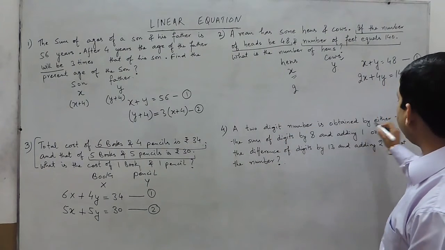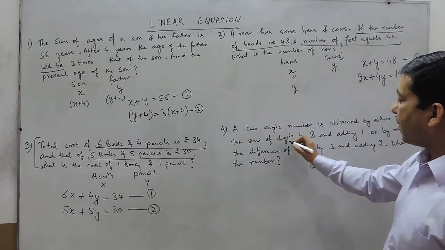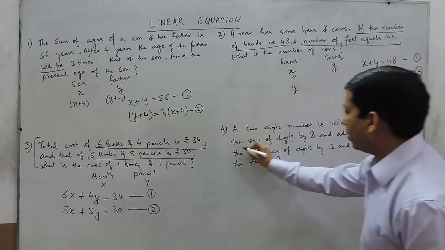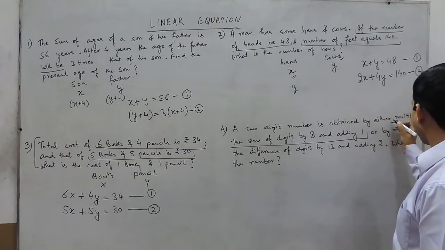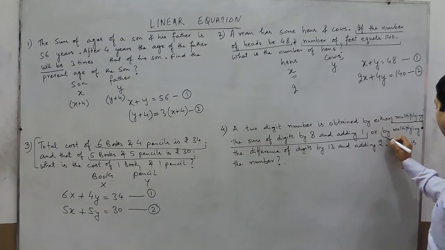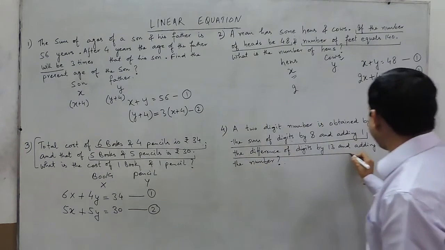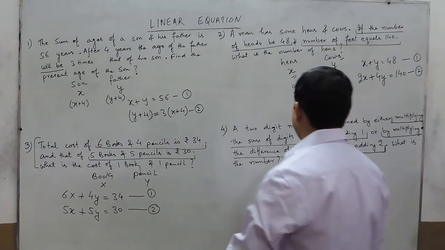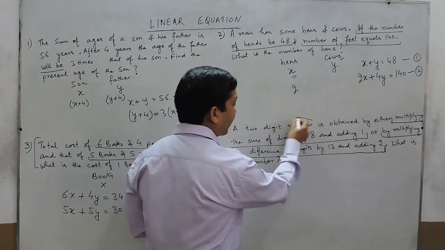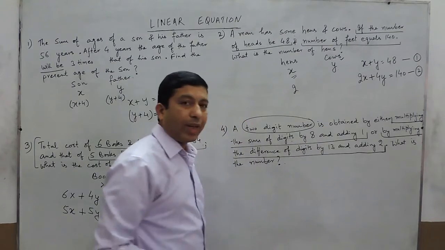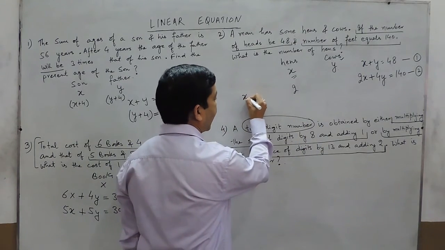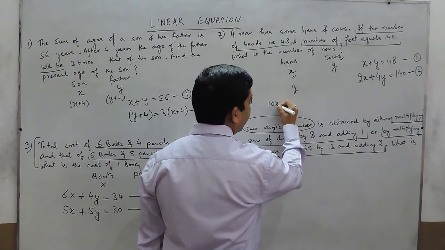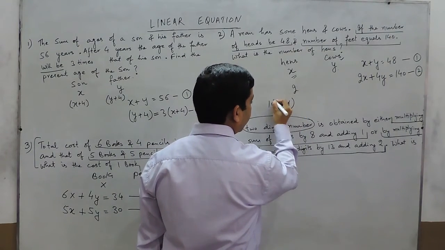Here it is given a 2-digit number is obtained by either multiplying the sum of digits by 8 and adding 1. So this is the first statement. Or by multiplying the difference of the digits by 13 and adding 2. This is the second statement. Here we have to keep one thing in mind. When we talk about a 2-digit number, it can never be written as xy. It always has to be written as 10x plus y.